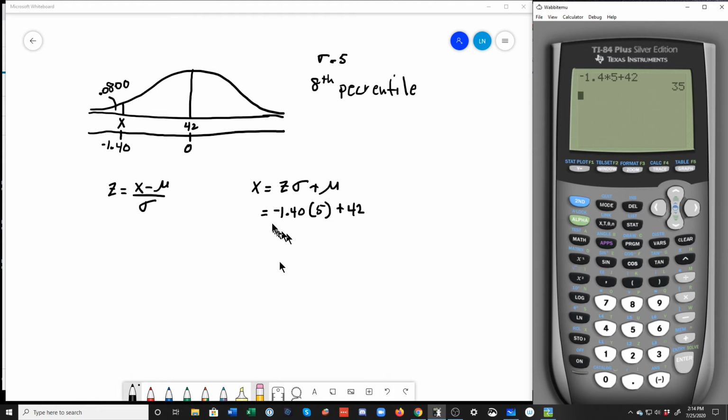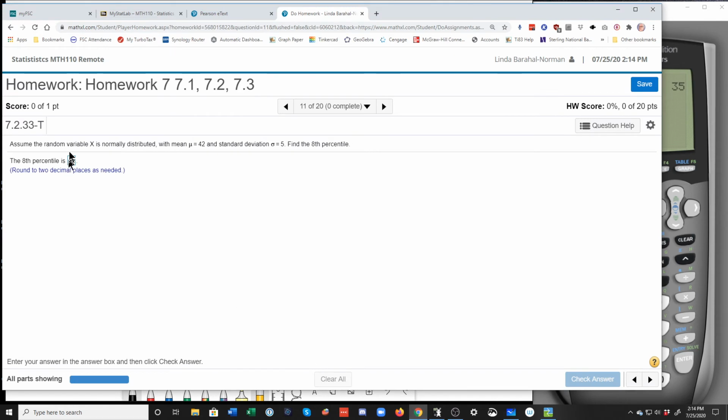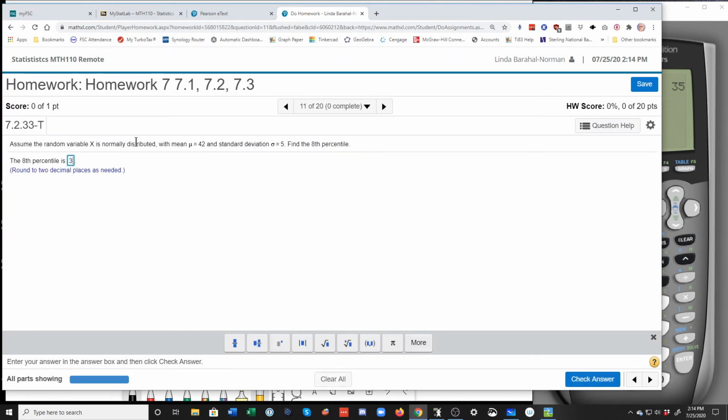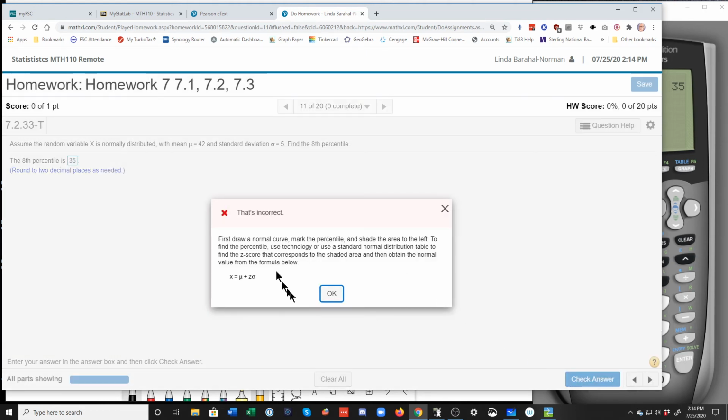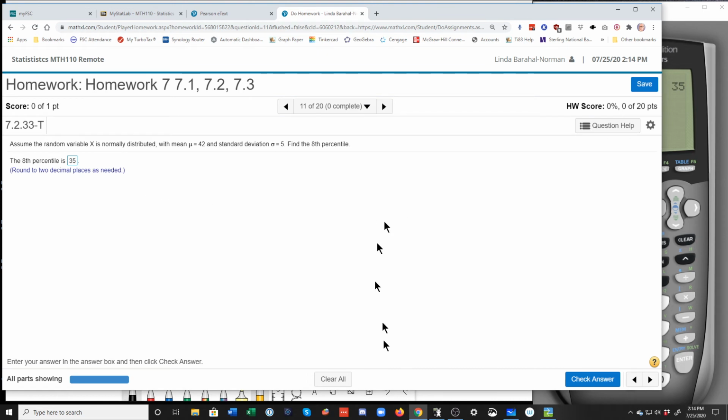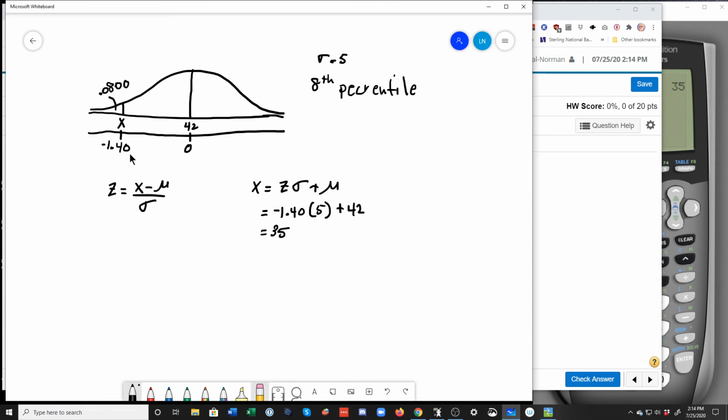So this says 35. Hopefully I'm right about that. We'll see in a minute, won't we? So 35. Nope. Okay, so it wanted me to use the other one. I'm guessing here that the book is using, you know what, let me just go for a different color so we can see the difference. Let's see what happens if we use negative 1.41.